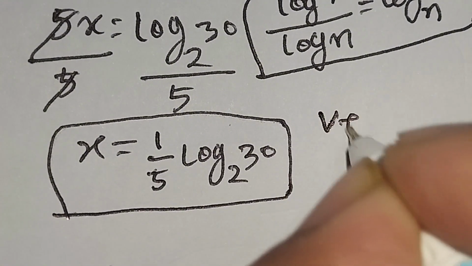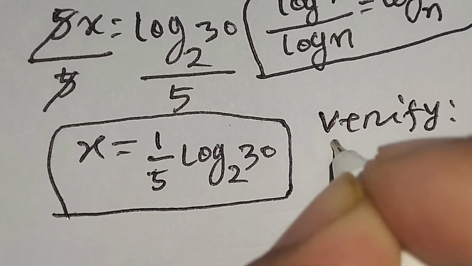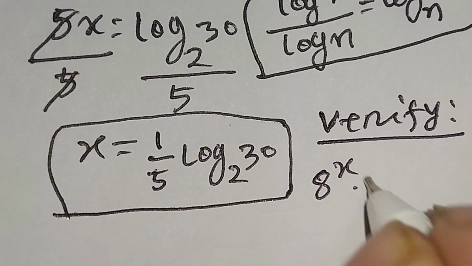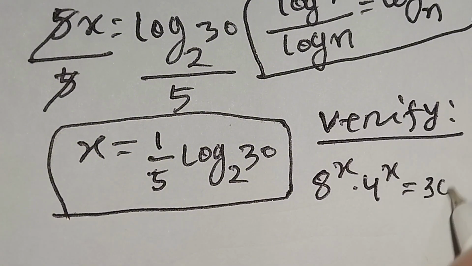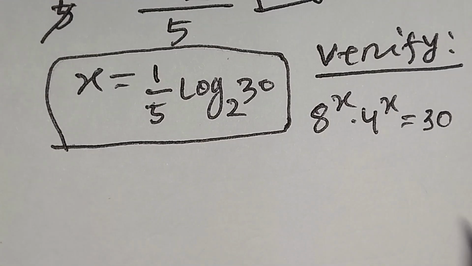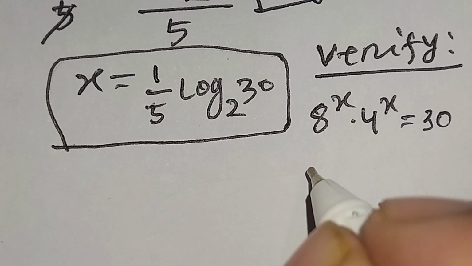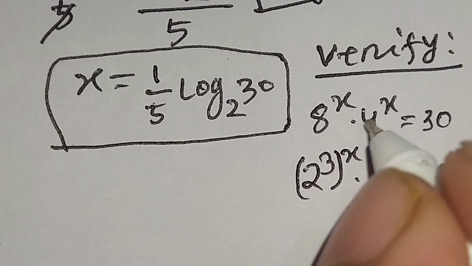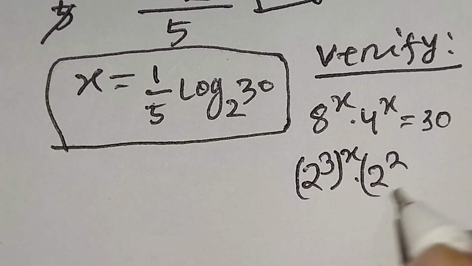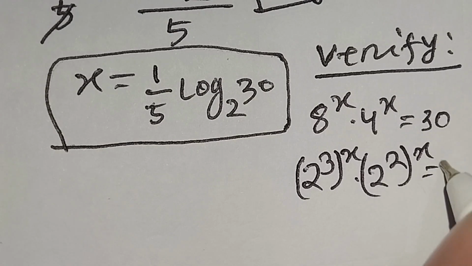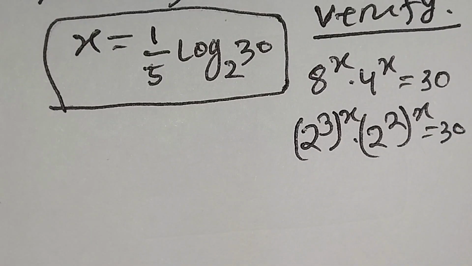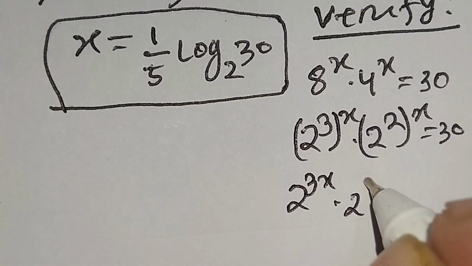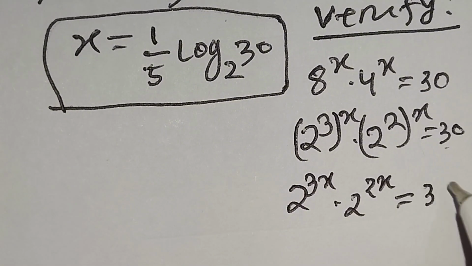Now we will verify to check whether this value is correct or not. Our main equation is 8 to the power x times 4 to the power x is equal to 30. We can write 8 to the power x as (2 cubed) to the power x times 4 to the power x as (2 squared) to the power x is equal to 30. Here 2 to the power 3x times 2 to the power 2x is equal to 30.